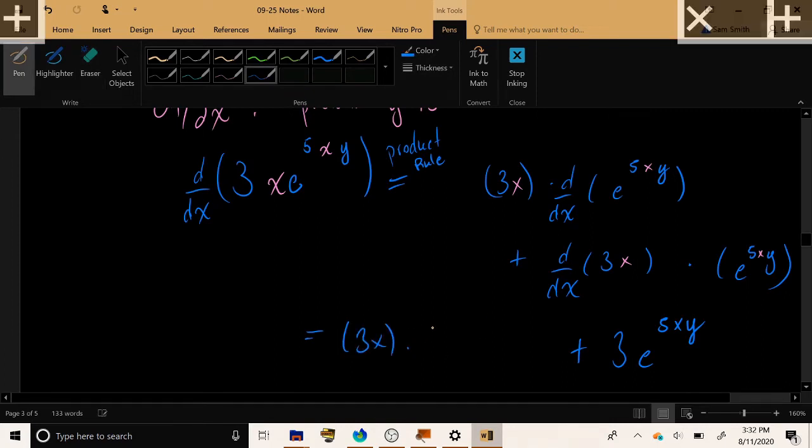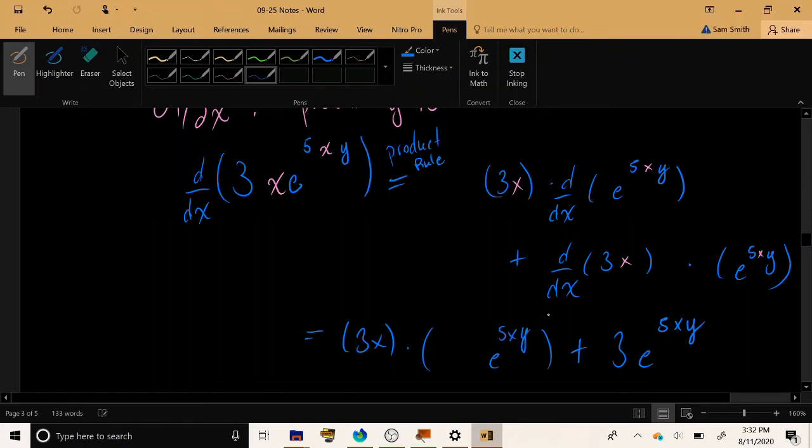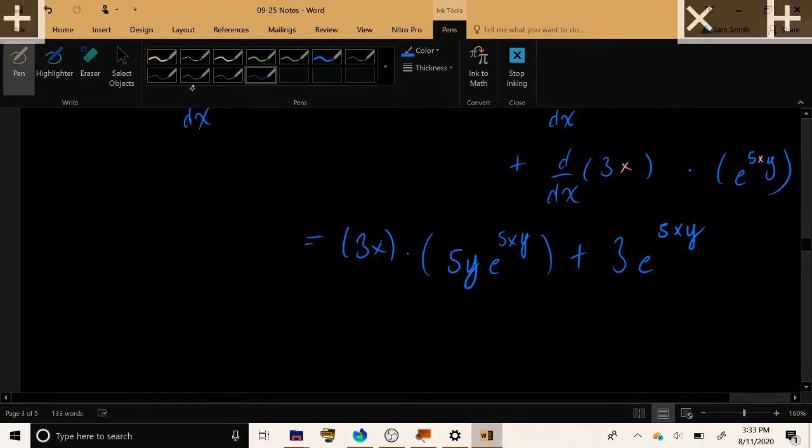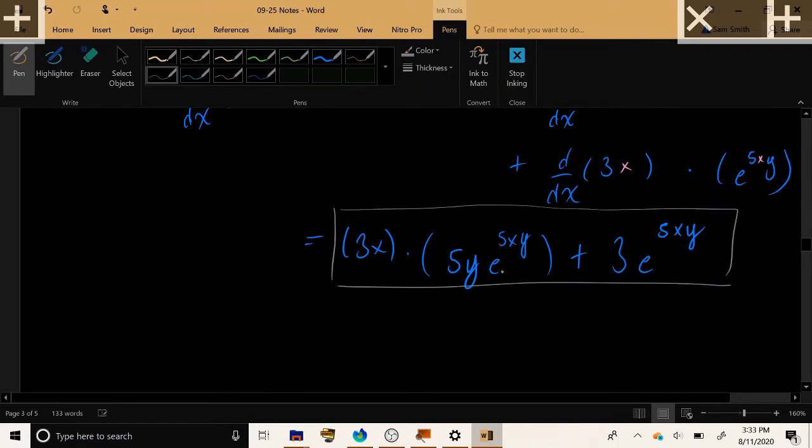So here's our 3x leading. We're going to multiply it by our original exponential, e to the 5xy. And then because of chain rule, the two constant multiples, 5 and y, will come down to the front. Take the derivative with respect to x, pretending like y is a number. And we get the result that the partial derivative of f with respect to x is equal to 3x times 5y e to the 5xy plus 3 e to the 5xy, from product and chain rule.